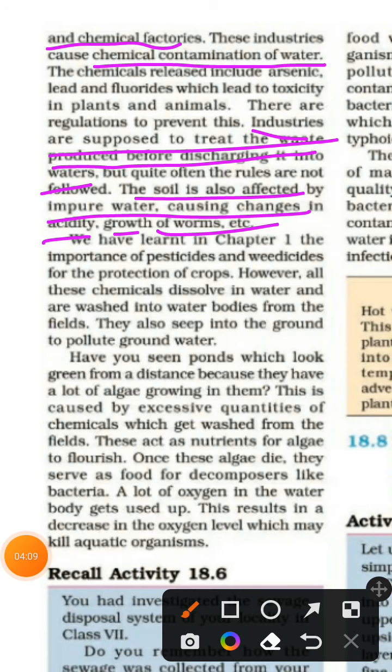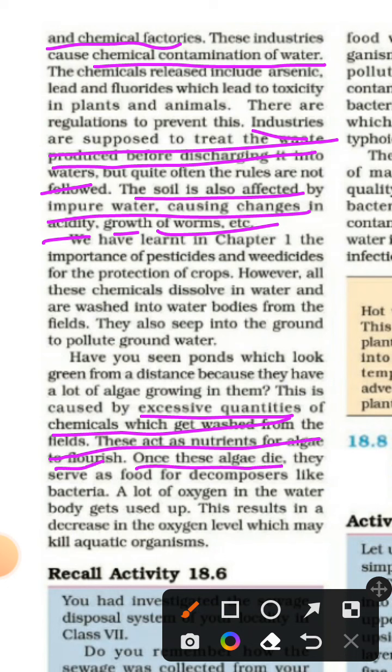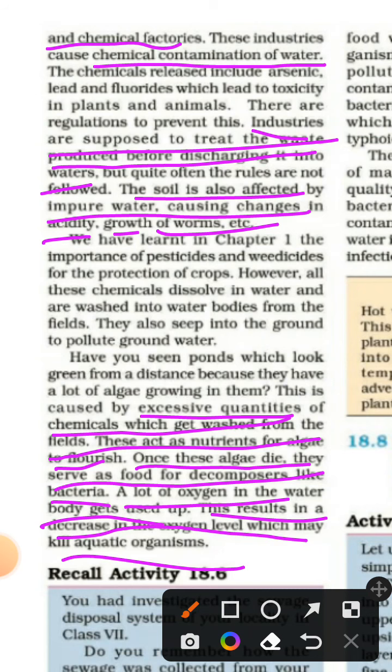You have seen ponds which look green from a distance because they have a lot of algae growing in them. This is caused by an excessive quantity of chemicals which get washed from the fields. These act as nutrients for algae to flourish. Once these algae die, they serve as food for decomposers like bacteria. A lot of oxygen in the water body is used up. This results in a decrease in the oxygen level, which kills aquatic organisms.